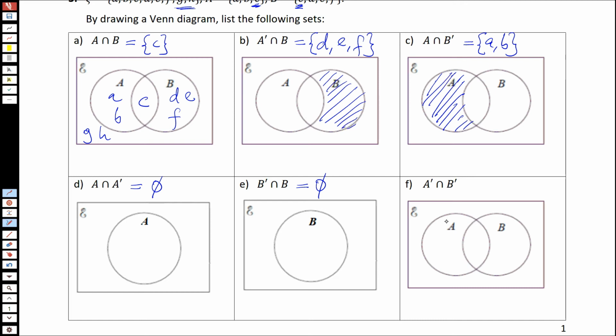And then for part F, what you're looking for here is common elements. Now, there's an approach that I want to show you here. By shading, we can identify the required region here. So basically, I'll start by shading what is outside A. So this is what is outside A.